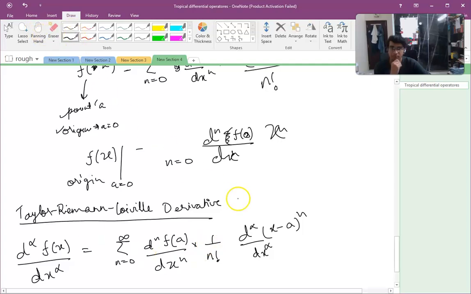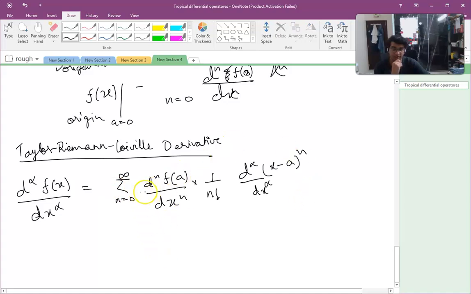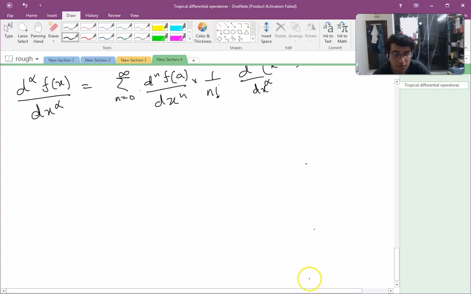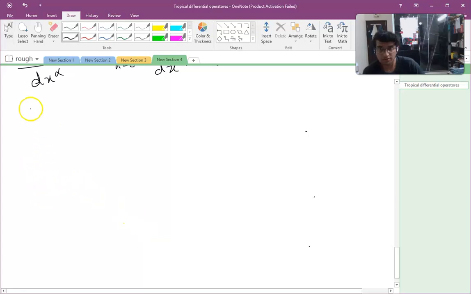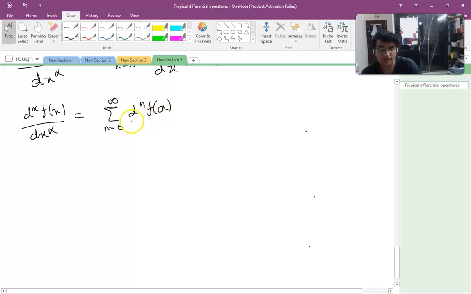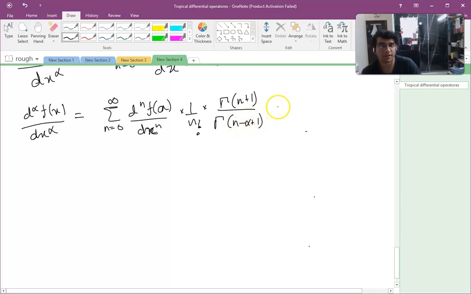So this is again not very hard to see. So what I get, d alpha f of x, is given by the infinite sum n equals 0, and now I have the same dn of f of a, the whole divided by dx n, into 1 by n factorial, into gamma of n plus 1 divided by gamma of n minus alpha plus 1, into x minus a, the whole power n minus alpha.